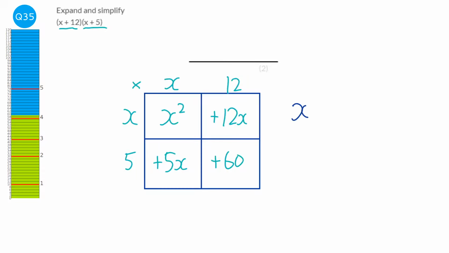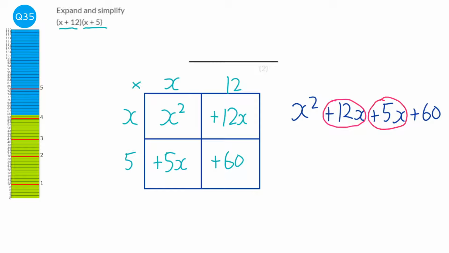Put the terms together, and we notice that we've got 2 x terms there that we can add together. So we've got the 12x there and the 5x there. So when we add those together, we get 17x, and that's our answer. So our answer is x squared plus 17x plus 60.